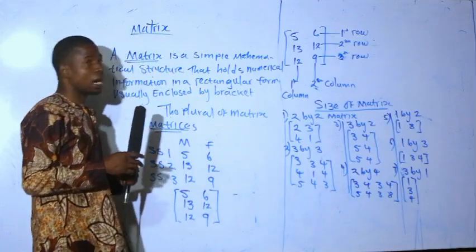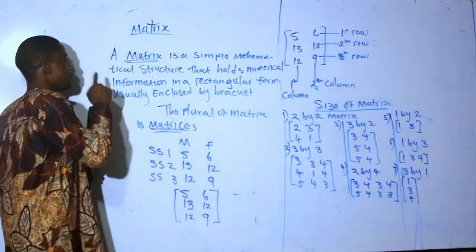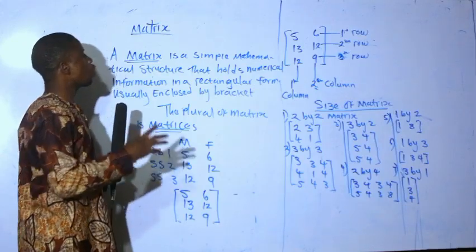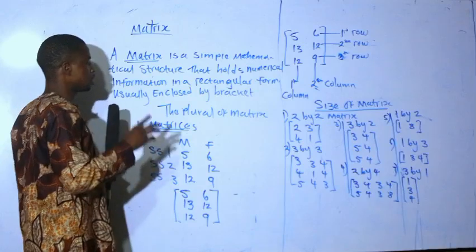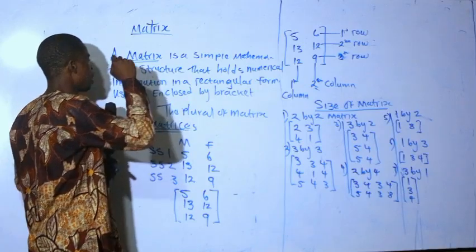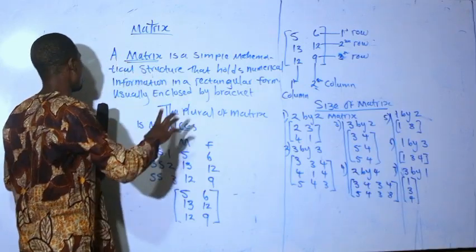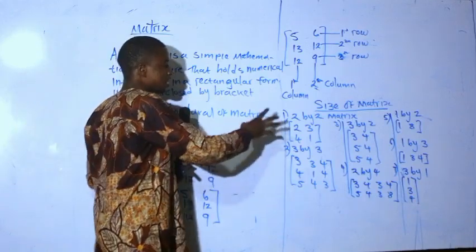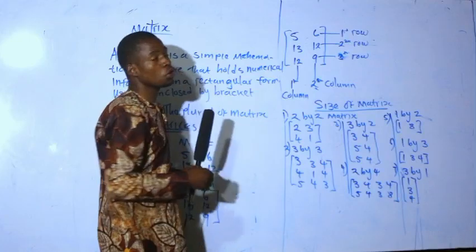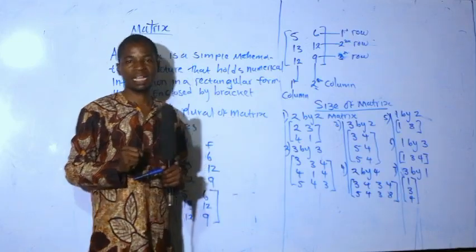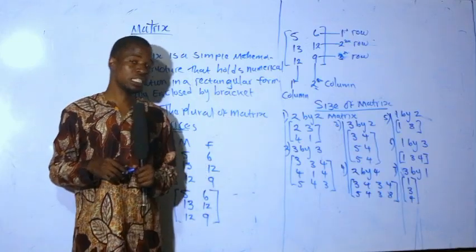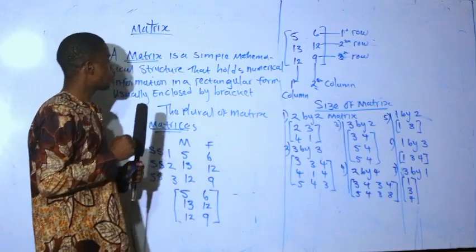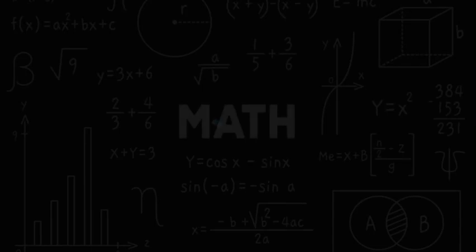Now, let me go back to what we are doing. A matrix is a simple mathematical structure that holds all the numerical information in rectangular form, usually enclosed by brackets. When you see all the sizes of matrices, I enclose all of them by brackets, and we are moving to the next one. Okay, let's go.